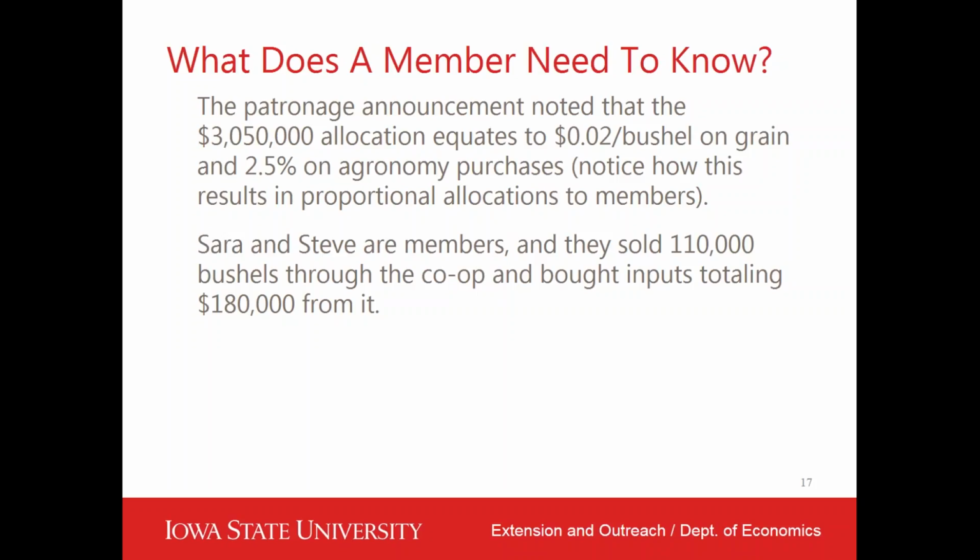And so if I have these fictional members, Sarah and Steve, they hold a single membership, they're producers, and in their case they sold 110,000 bushels through the cooperative and bought inputs totaling $180,000 from it. That gives them an idea of what their allocation is in this year. So their allocation is going to be 2 cents a bushel times 110,000 bushels plus 2.5% of their $180,000 purchase of inputs from the co-op. So their share this year of the profits is $6,700, and the co-op would repeat this for every member, to figure out what share each member has of the profitability.